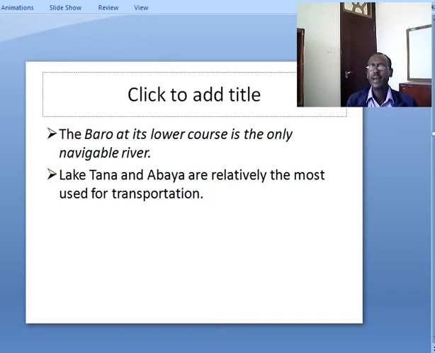Lake Tana and Abaya are relatively the most used for transportation. We use especially Lake Tana for transportation, but it is only the Baro River that is navigable.